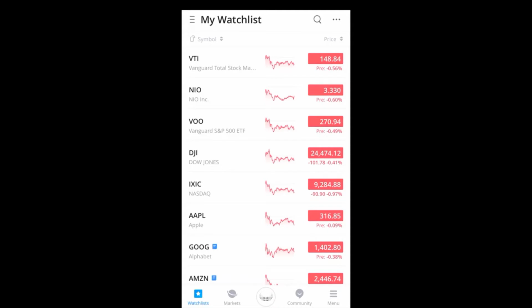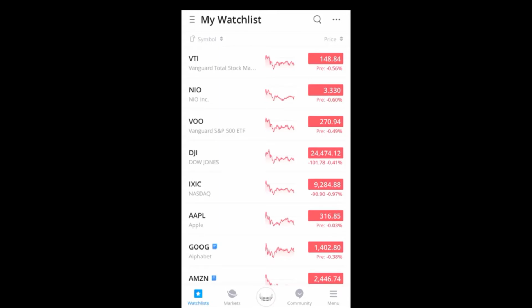So if you look at the bottom of the screen, you have the different sections for the watch list, markets, you have the Webull icon, community, and then the menu button. So we're going to start with the far left and we're going to talk about the watch list. So the watch list is just a list of stocks or ETFs that you want to follow. You can also follow specific indexes.